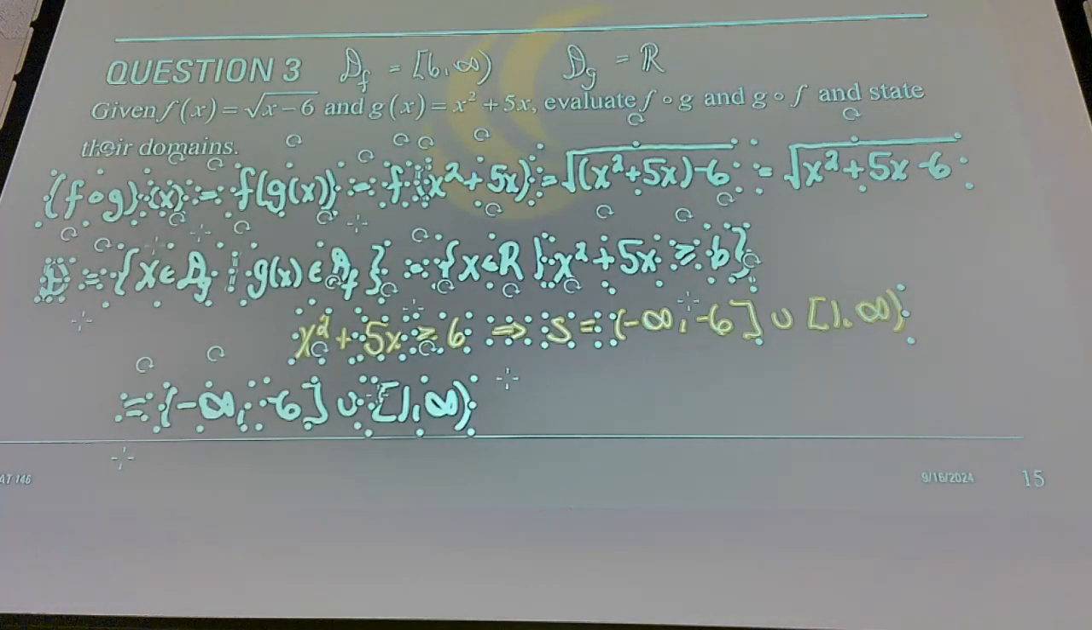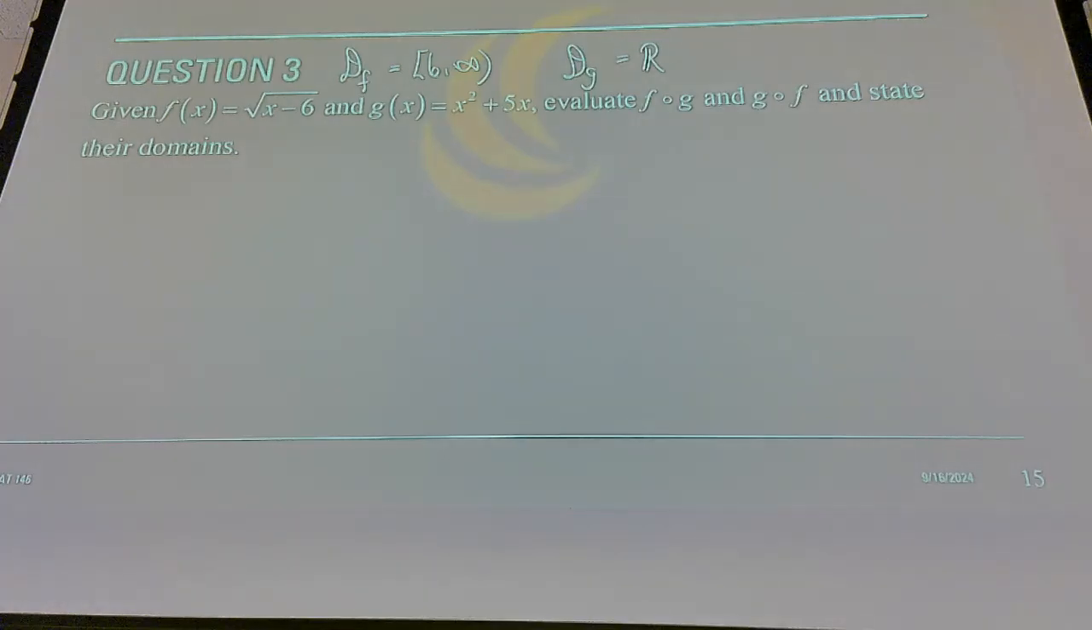G composite F. G of f of x. What's f? Square root of x minus 6. G of square root of x minus 6. Look in G. Everywhere there's an x, replace it with square root of x minus 6.